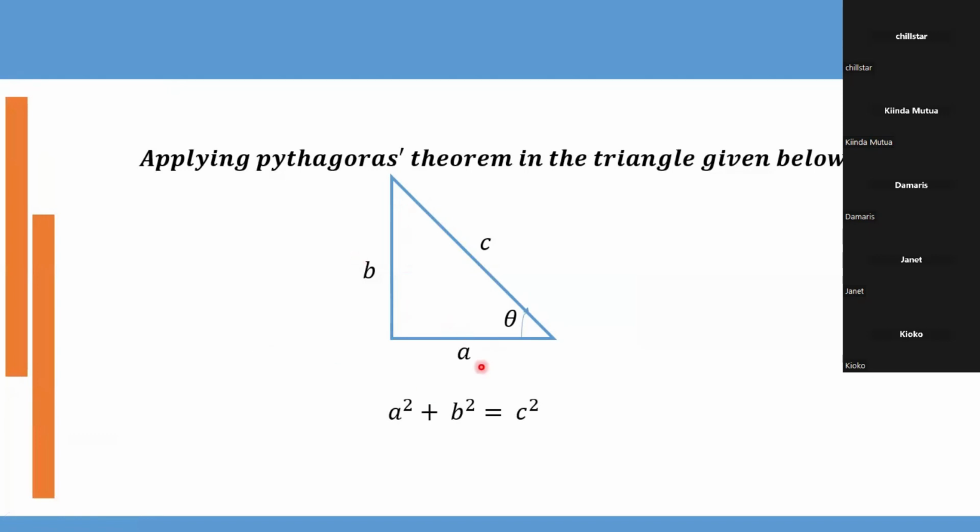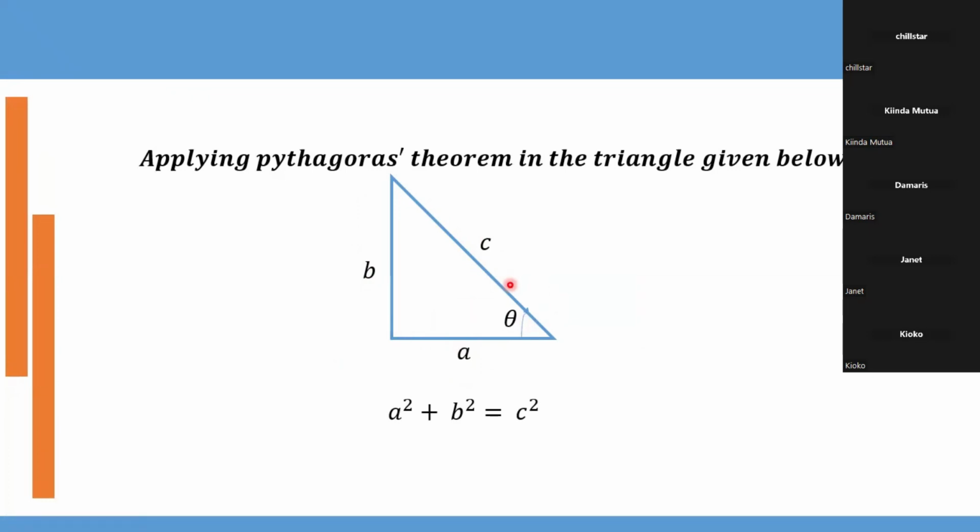So this side here is called the adjacent. This side is called the opposite. And this side is called the hypotenuse. They are given with respect to this angle here. So this is the opposite, this is the adjacent to this angle, and this is the hypotenuse.